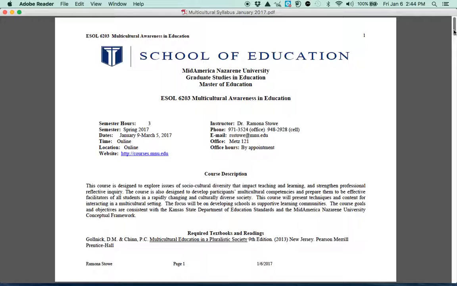This is just a brief overview of the syllabus, and you'll want to make sure that you go through and read it in its entirety. But there's just a couple of things that I'd like to point out. First, the course description. We're really going to look at diversity issues that impact teaching and learning, and hopefully help you become an even more effective teacher for all of your students. If you don't already have your textbook, you can see the textbook information there, and please order it ASAP.